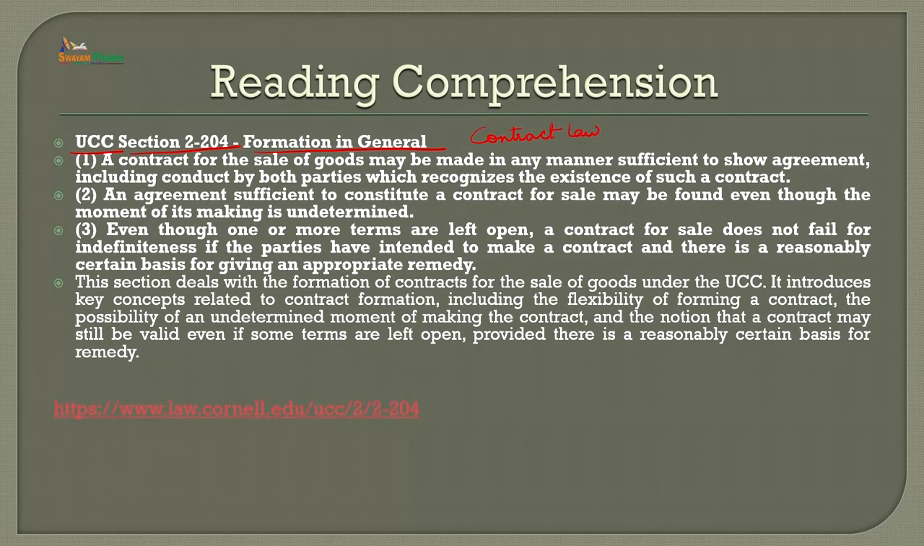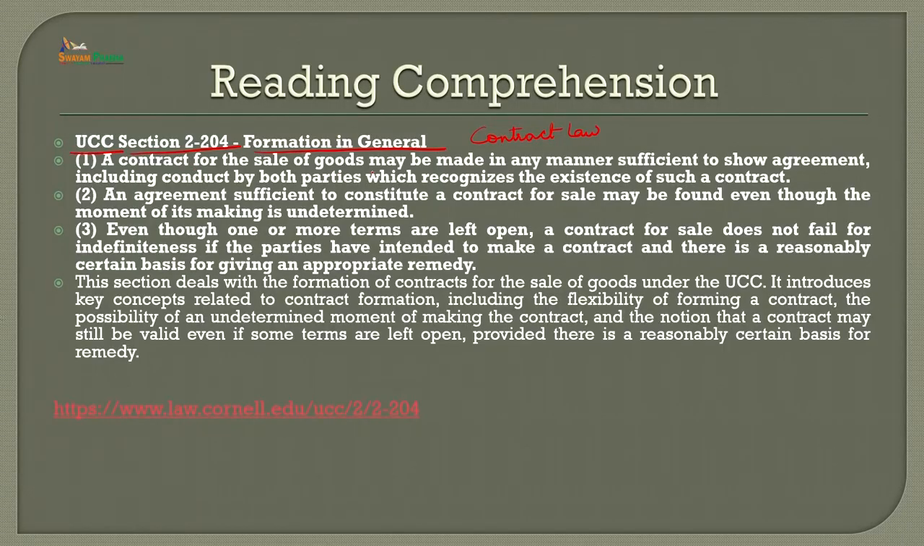Either read the question and then go to the answers, then to the comprehension. Or you can just read the paragraph, highlight the terms and then go through the questions part. So, it completely depends, it is your call, which type of planning you are going to take, which kind of technique you are going to opt. So, let us read this one. A contract for the sale of goods may be made in any manner sufficient to show agreement, including conduct by both parties which recognizes the existence of such a contract. Second, an agreement sufficient to constitute a contract for sale may be found even though the moment of its making is undetermined.